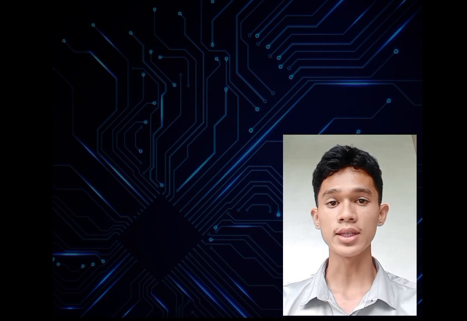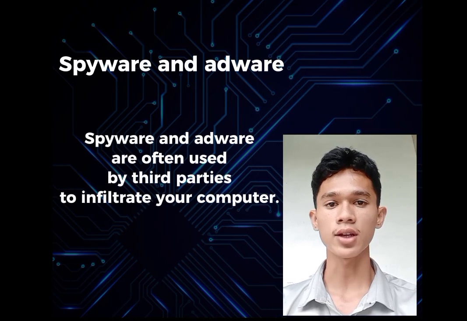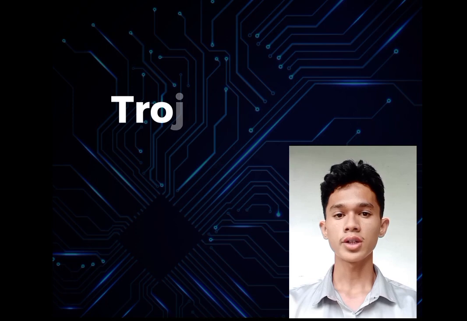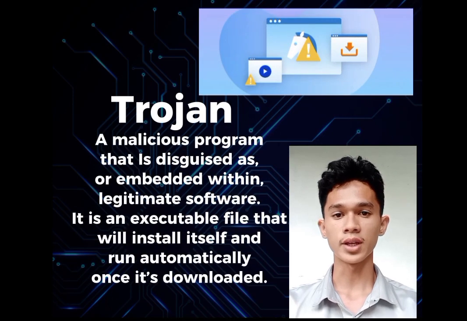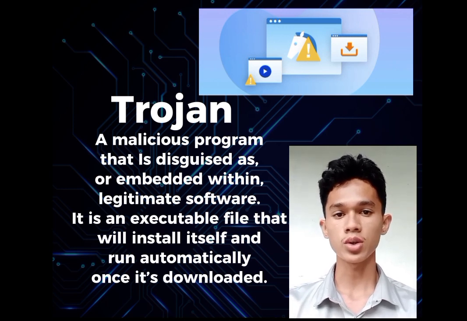So the seventh internet threat is spyware. Spyware and adware are often used by third parties to infiltrate your computer. A Trojan horse is a malicious program that is disguised as or embedded within legitimate software. It is an executable file that will install itself and run automatically once it's downloaded.